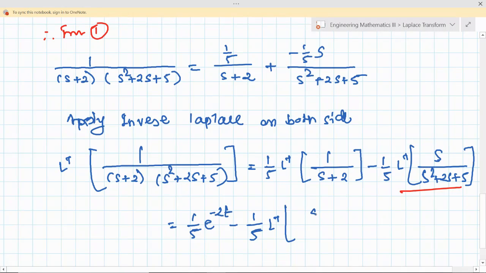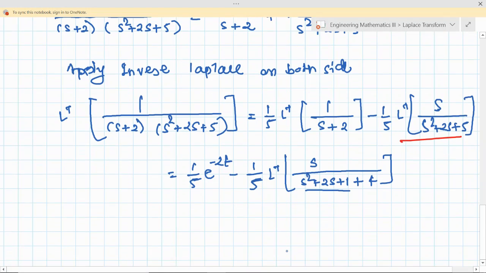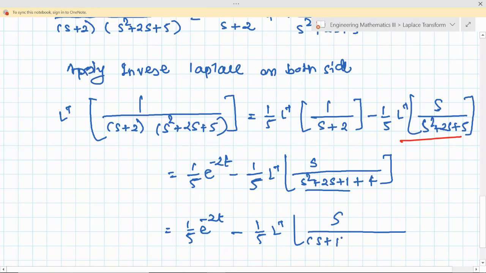So this is s divided by, this is nothing but s square plus 2s plus 1 plus 4. This s square plus 2s plus 1 is nothing but a complete square. It is s plus 1 bracket square, isn't it? So this is 1 by 5 e raised to minus 2t minus 1 by 5 inverse Laplace of this s divided by s plus 1 square plus 4, which is nothing but 2 square.